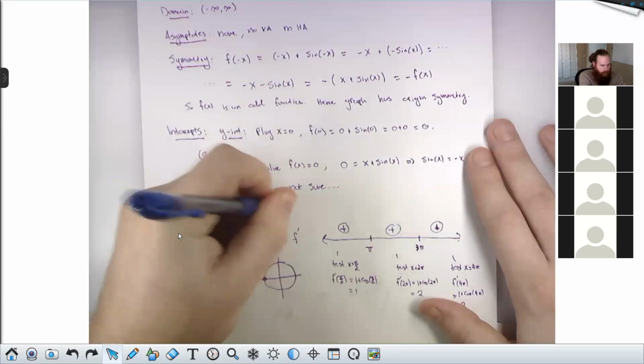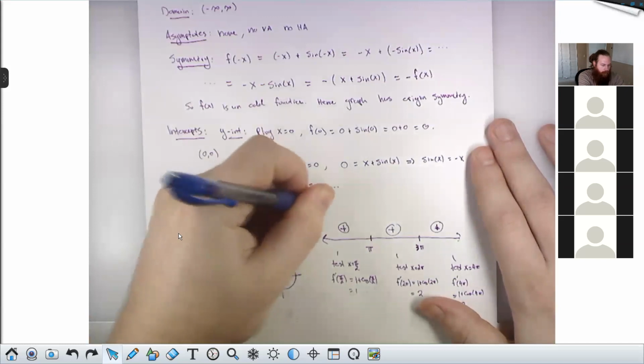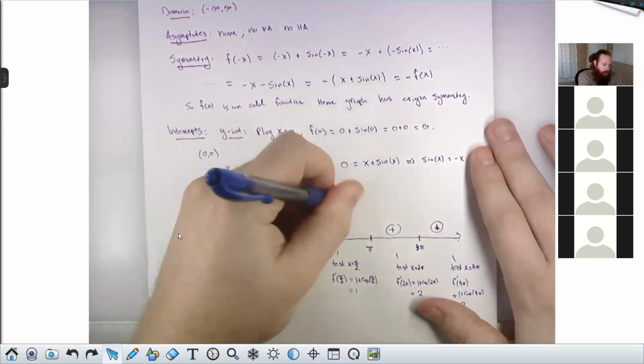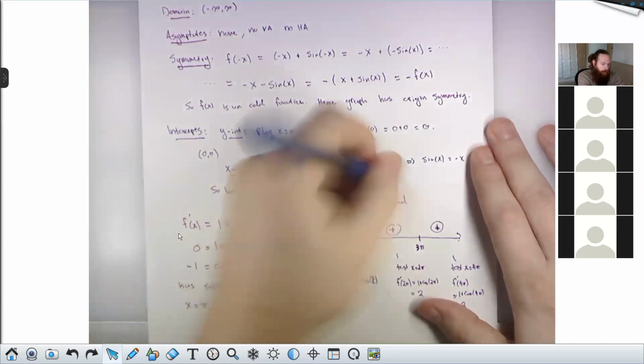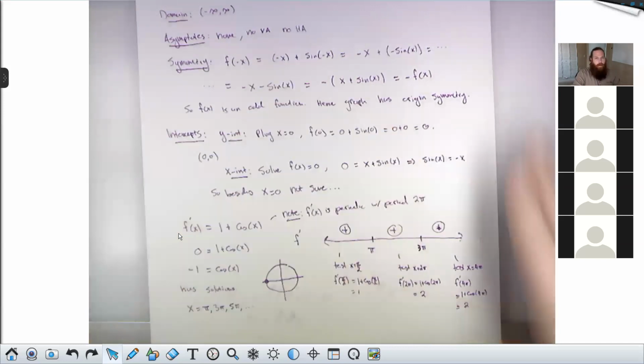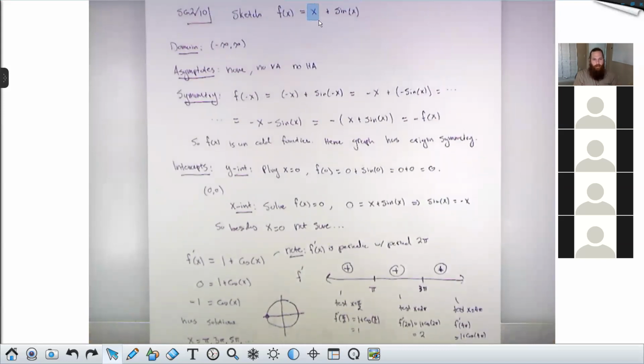So I would add a little note here. F prime is periodic with period 2 pi. F itself is not periodic because of the x here. But f prime is just this shifted cosine wave. So it is periodic. In any case, here's my number line for f prime. So I'm going to go ahead and take f double prime, start working with it.